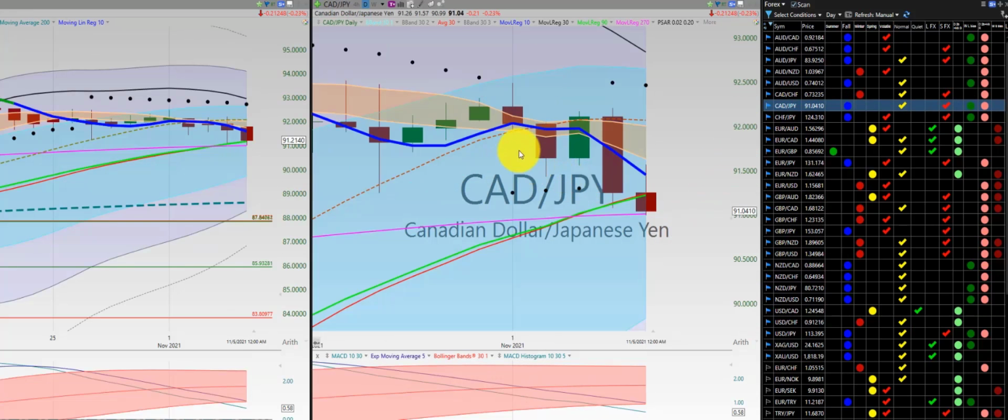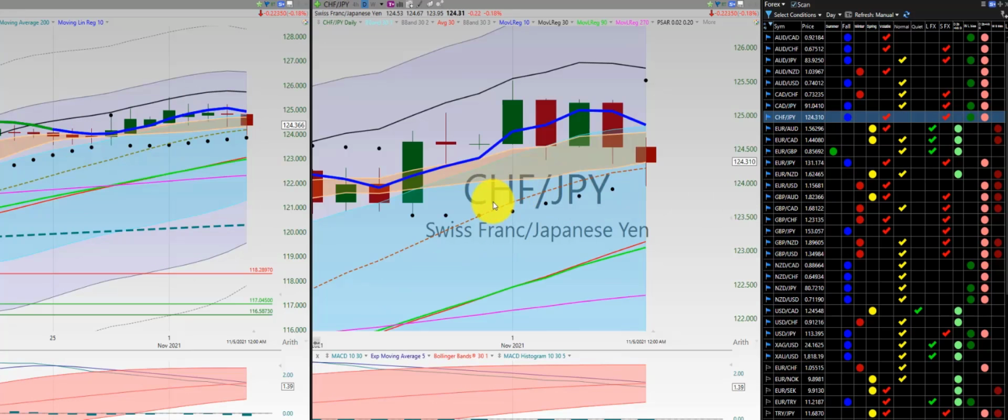Canadian dollar, Japanese yen, no trade from the previous week, those are 3. Initial trade here, out for a loss. Initial trade here, out for a 1-2 for gain. Canadian dollar or Swiss franc, Japanese yen, this is very choppy.